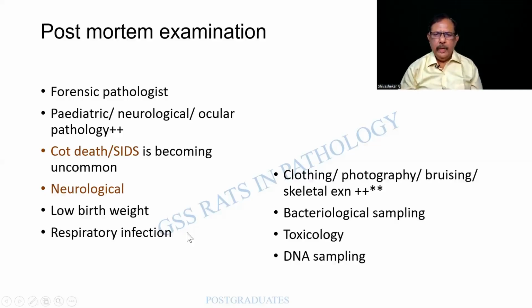And also, as I told you, any prematurity in the form of low birth weight and recurrent respiratory infection should be recorded. And before proceeding with the post-mortem, the clothing, the photography, the picture of bruising, the skeletal survey, external examination, etc. are mandatory. Bacteriological sampling, particularly when there is some kind of an aspiration pneumonia. Toxicology, the contents might be essential, particularly with multiple toxins. DNA sampling finally. So this particular list, I would like you students to kindly have it in mind.